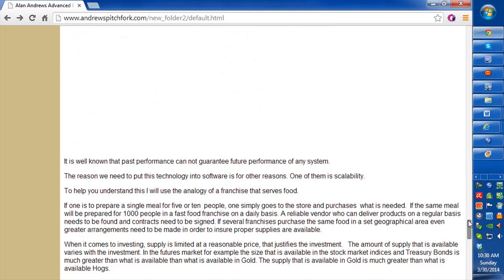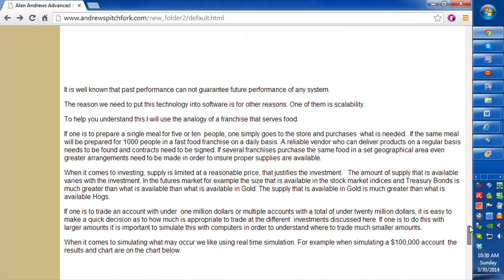Now it's well known that past performance can never guarantee future performance of any system, no matter how incredible it is. And the reason we need to put this technology into software is so that we can work different time frames automatically at the highest possible level in terms of competence. And the other one is scalability, and to help you understand, the analogy of a franchise that serves food is going to be used for this.